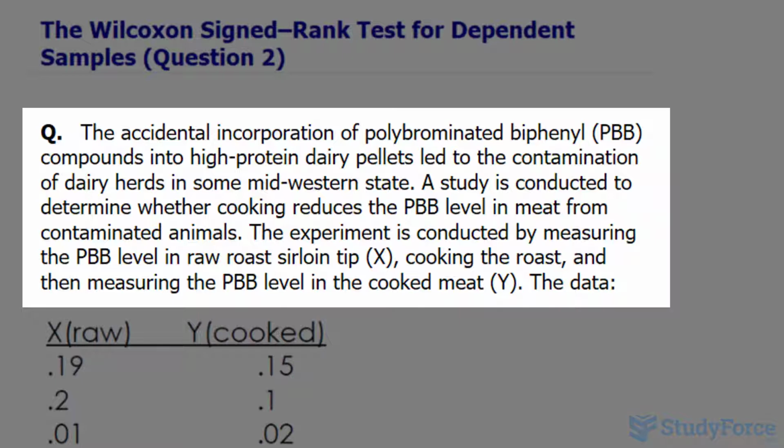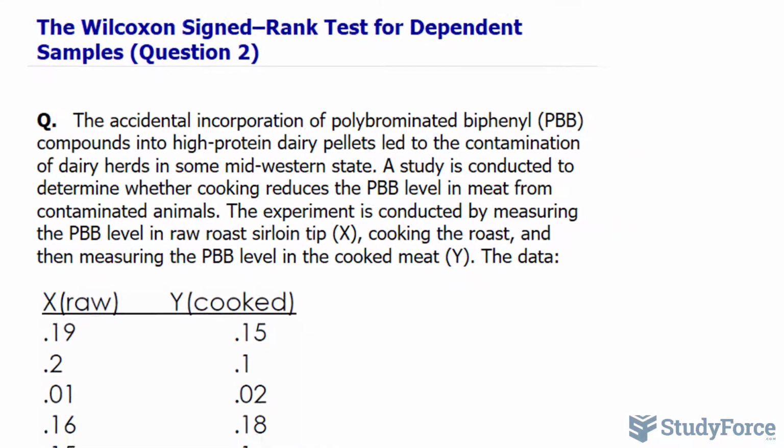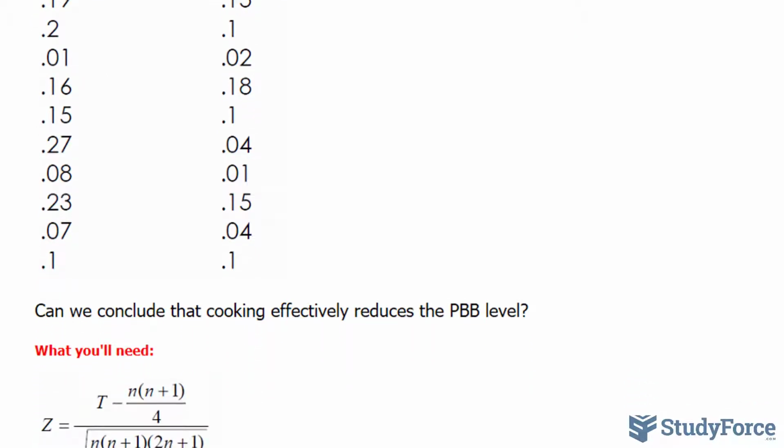The experiment is conducted by measuring PBB level in raw roast sirloin tip, which is found in the X column, cooking the roast, and then measuring the PBB level of the cooked meat, which we find in the Y column. That data is shown on your screen. We need to conclude that cooking effectively reduces the PBB level.